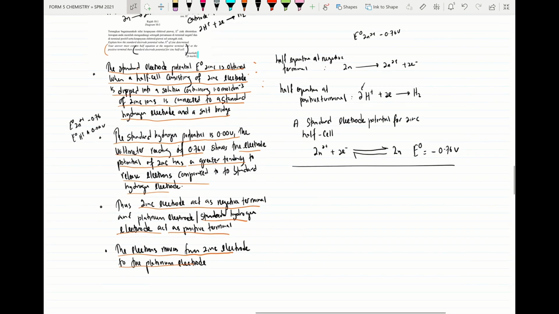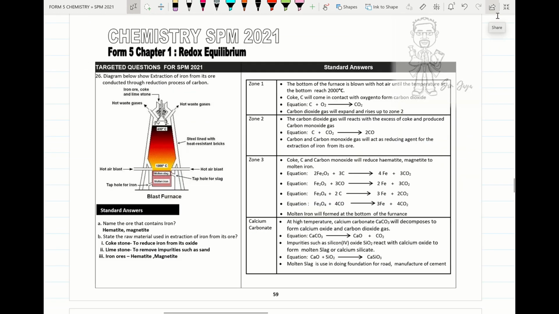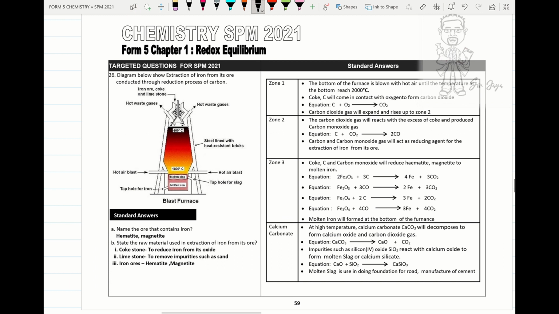Please stay focused, don't give up, and try to do more. Right, now please check this question, extraction. So this is known as extraction, extraction of iron from its ore. So this is an industrial application.